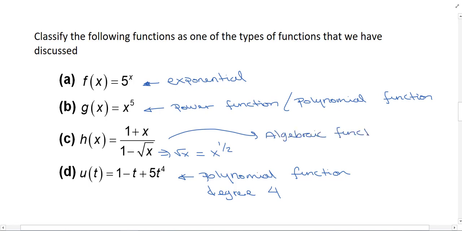Algebraic functions are functions that are made up of other functions by doing algebraic operations like adding, subtracting, multiplying, and dividing. So in this case, we have a polynomial in the numerator, but we have a power function on the bottom. And we divided them, so this will be an algebraic function.